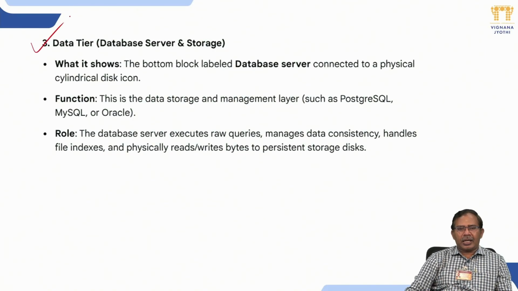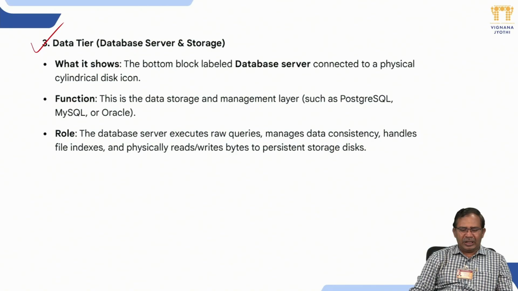Then the data tier, also called the database server and storage. It shows the bottom block labeled database server. It is connected to a physical cylindrical disk. It is a layer that interacts with the real world data and retrieves the data which is required by the end user. The functionality of this particular layer is data storage and management.